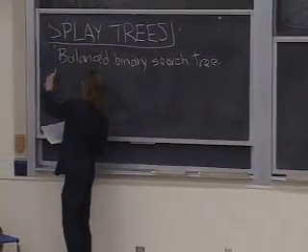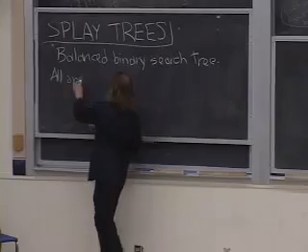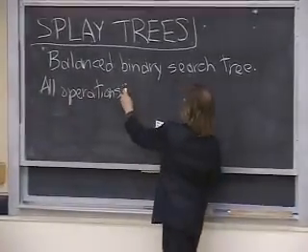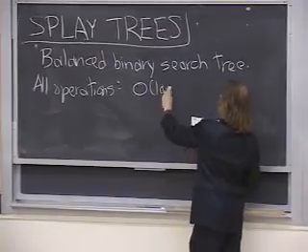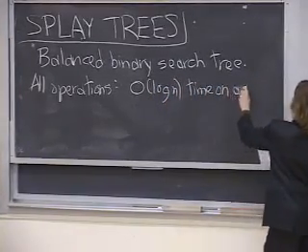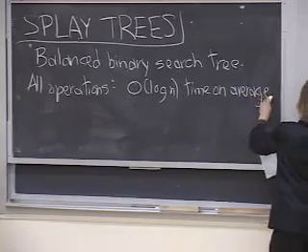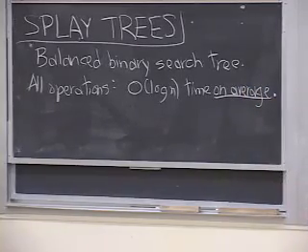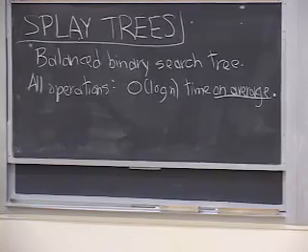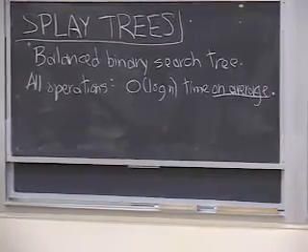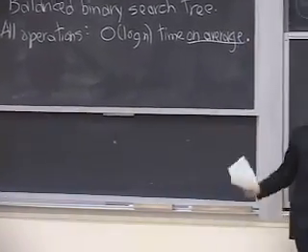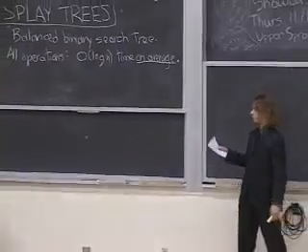Now, in a Splay tree, all operations take big O of log n time on average. What do I mean by on average? Well, I do not mean the same thing I mean when I say that hash tables take order 1 time on average or quicksort takes n log n time on average. I mean something different. There's no randomization in Splay trees. They're not random at all.